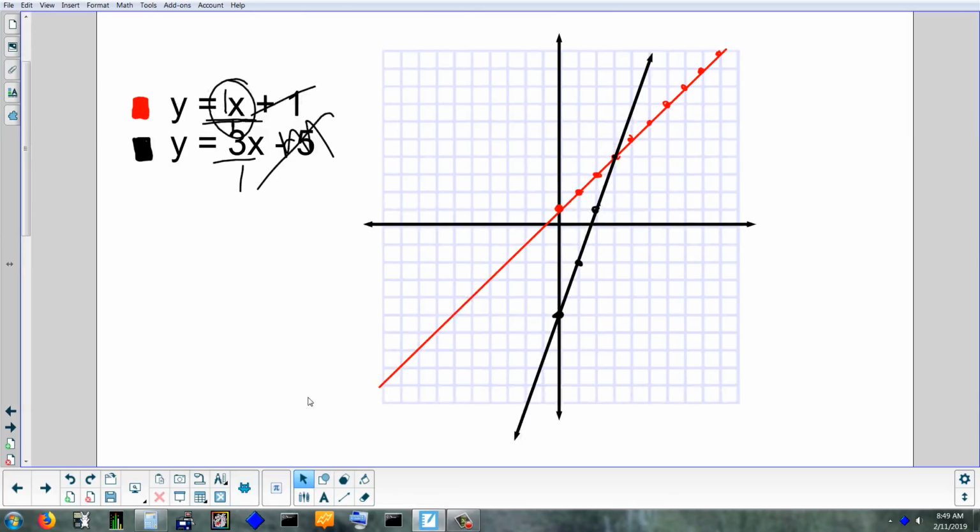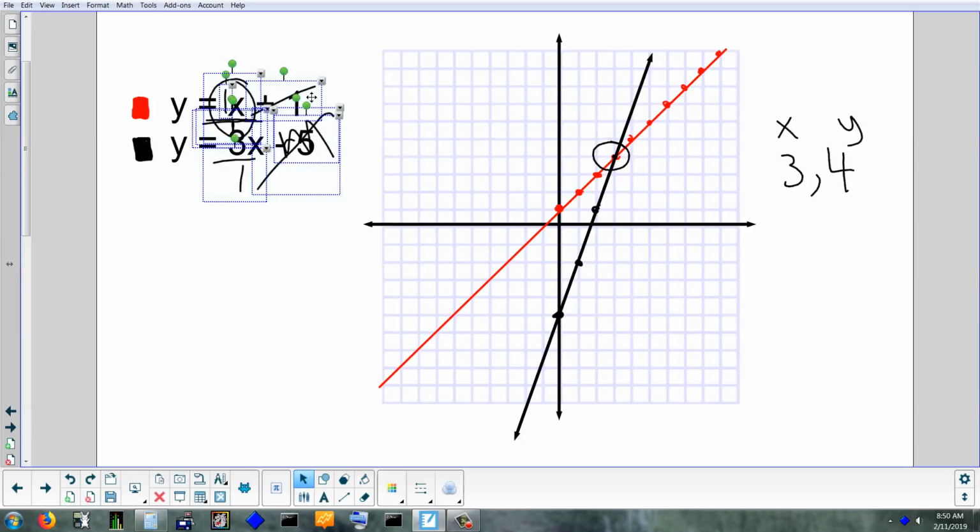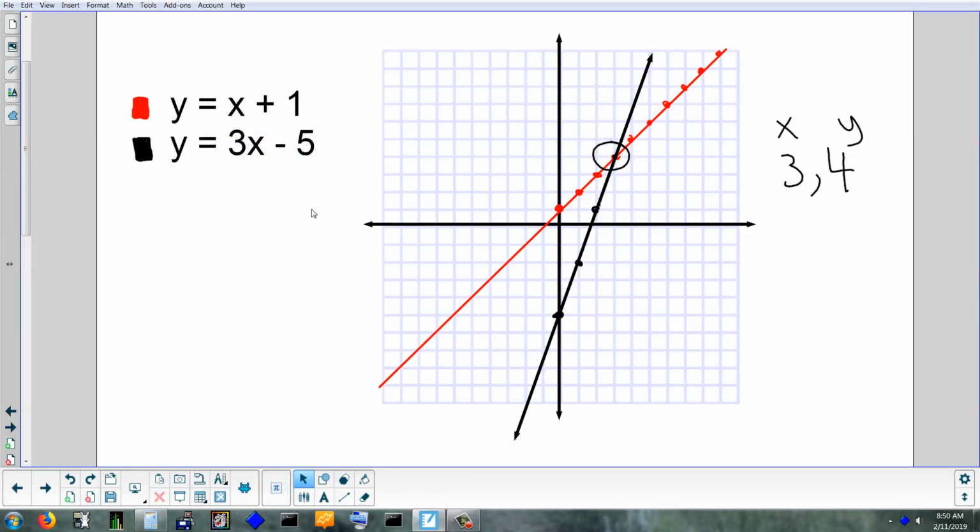So now someone tell me, what is that coordinate? What, comma, what? Gigi? 3, 4. 3, comma, 4. Let's see. 1, 2, 3. Yeah. 3. And then up 4. 1, 2, 3, 4. Remember, x comes first, y comes second. X goes across, y goes up and down. Now I'm gonna do like I did before. I've got to use this coordinate and see if it works in both equations.